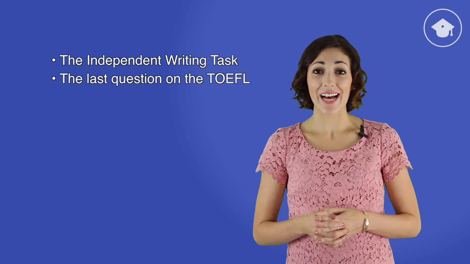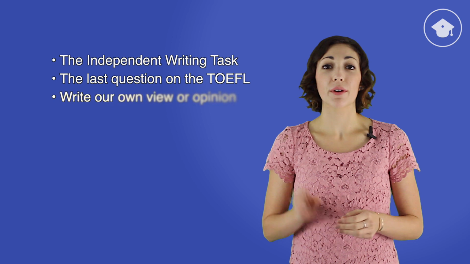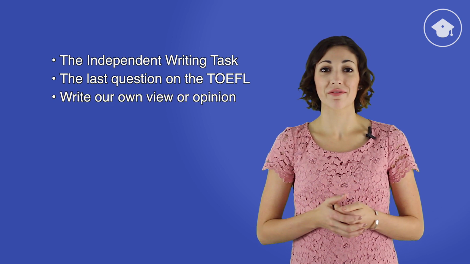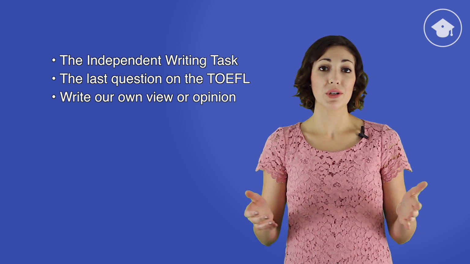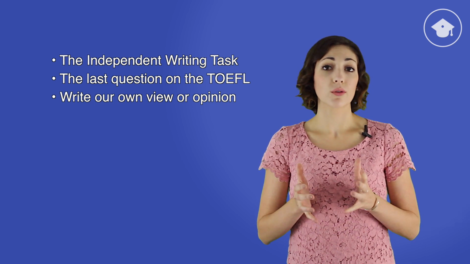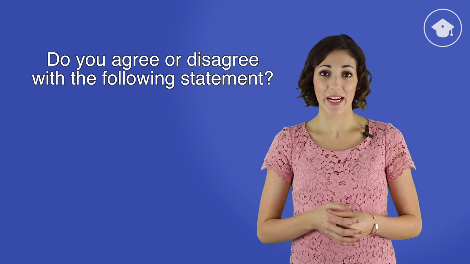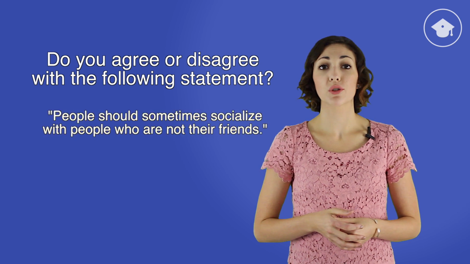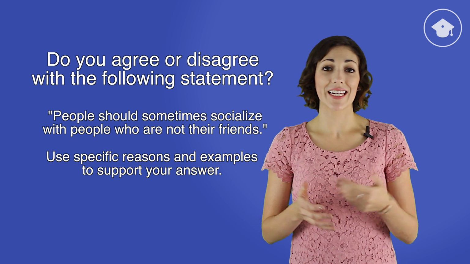The independent task asks us to respond to a question with our own view or opinion. There are three major types of independent writing task questions. Agree or disagree. You are presented with two sides of an argument and need to choose one side to support. These are the most common types of questions. For example, do you agree or disagree with the following statement? People should sometimes socialize with people who are not their friends. Use specific reasons and examples to support your answer.